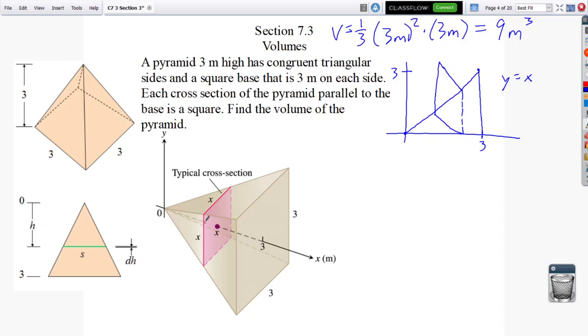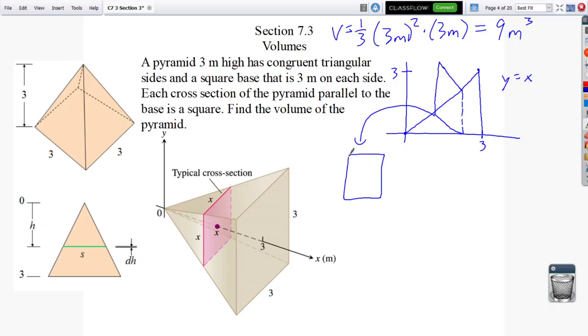You might be able to see it a little bit better over here, where we have it lining up with the line y equals x and coming out from the paper. Now what I like to do here is I like to take that typical cross-section and I like to just draw it in the foreground.